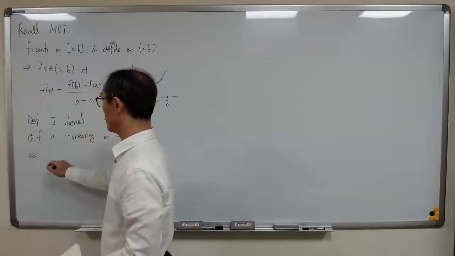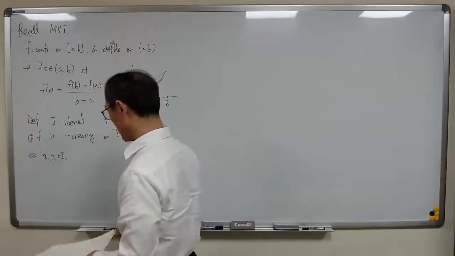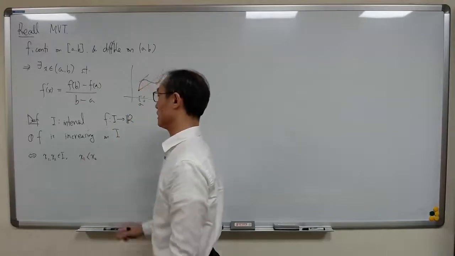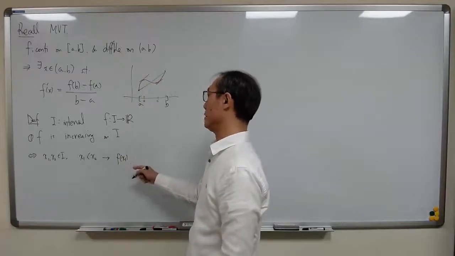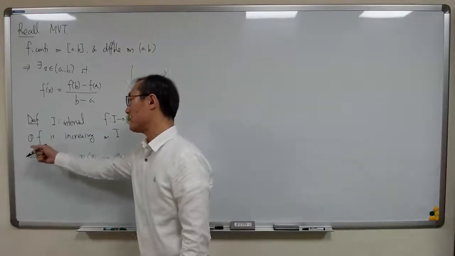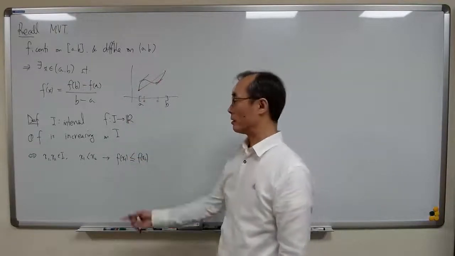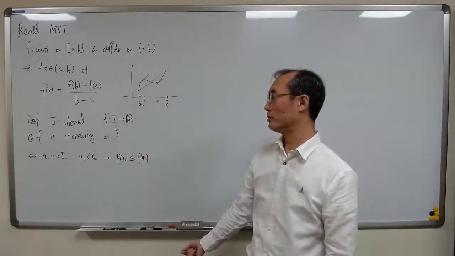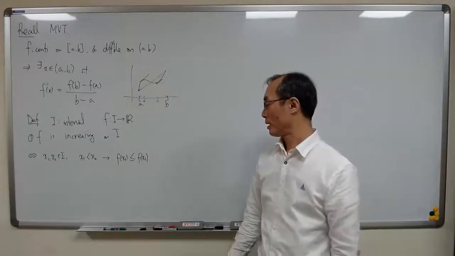if we have 2 points x1 and x2, both of them points in the interval, and if x1 and x2 have the order relation x1 less than or equal to x2, that implies the order relation between the corresponding values, f of x1 and f of x2. We're going to say the function f is increasing if we have this inequality. The order of the independent variable will be preserved, but we allow the equality sign.